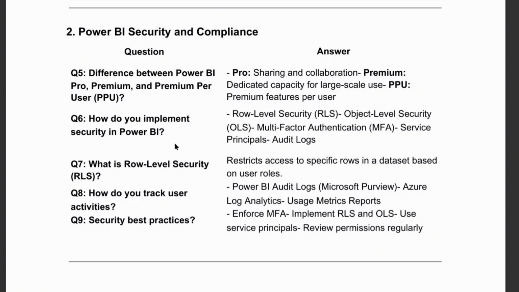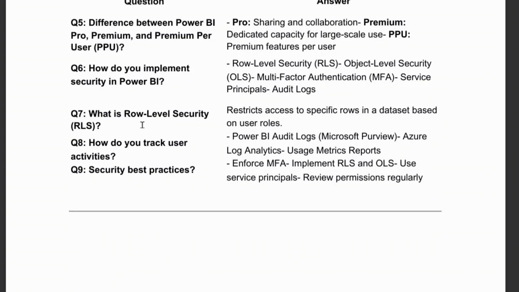How do you implement security in Power BI? We can implement row level security, object level security, and multi-factor authentication, service principals, and audit logs. What is row level security? Row level security is a feature in Power BI that will restrict access to specific rows in a data set based on user roles.